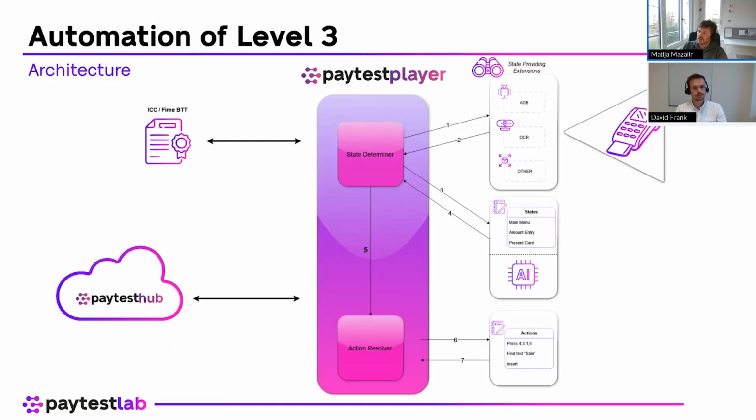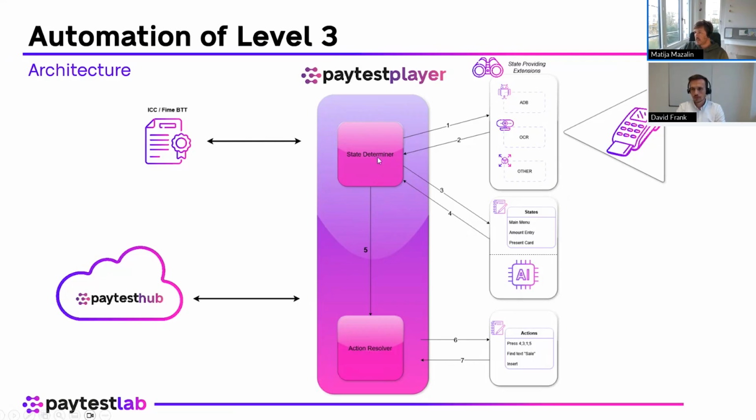So how does the whole architecture look? There's a very brief and small diagram that can explain this in detail. So we have our PaytestHub, which is the UI layer, so it just shows the results. We have a level 3 accredited tool. This could be the ICC, it can be the BTT, it could be something else as well, but today we are focusing on these two. And then we have the action resolver and we have the state determiner. So we determine the state and then we resolve what kind of action.